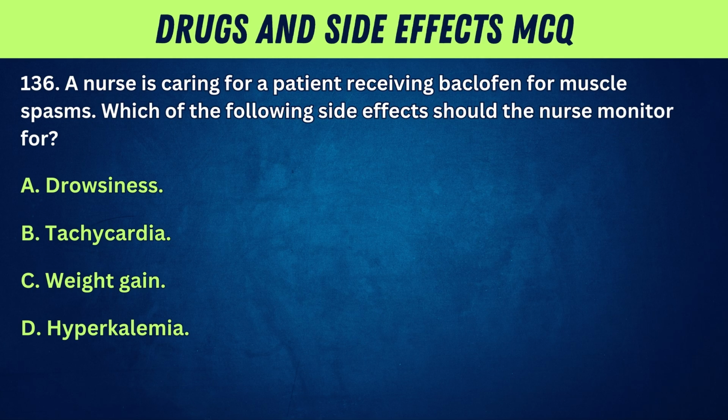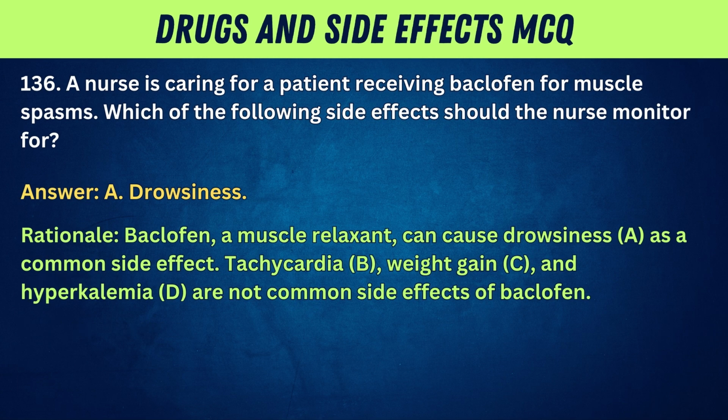136. A nurse is caring for a patient receiving baclofen for muscle spasms. Which of the following side effects should the nurse monitor for? A. Drowsiness. B. Tachycardia. C. Weight gain. D. Hyperkalemia. Answer: A. Drowsiness. Rationale: baclofen, a muscle relaxant, can cause drowsiness, A, as a common side effect. Tachycardia, B, weight gain, C, and hyperkalemia, D, are not common side effects of baclofen.